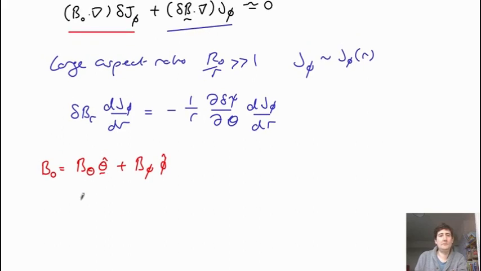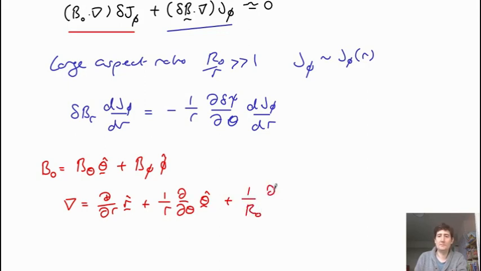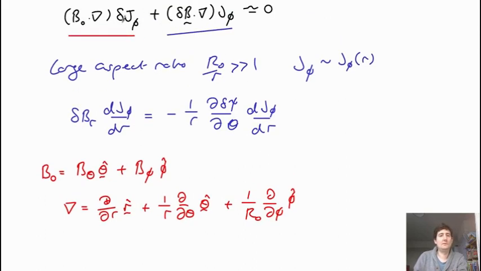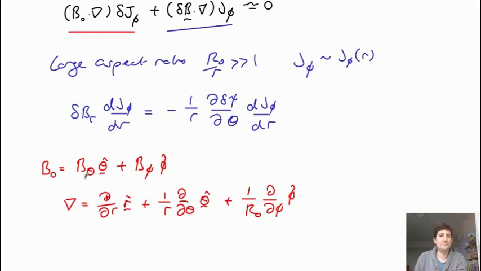And now in angles, the gradient, well, you have a d by dr, for example, which is in the r direction, and then you have a minor radius derivative, so d by d theta. That's in the theta direction, and then very similar in the toroidal direction. This is the major radius. And so here what we're going to do is just take the dot product B naught dot grad operating on delta J, and this is just delta J in the theta direction, delta J in the toroidal direction.